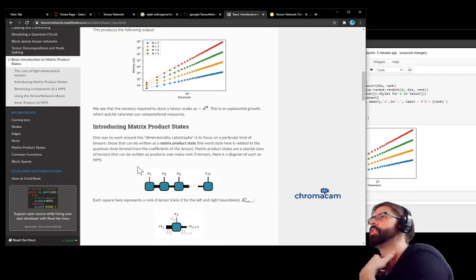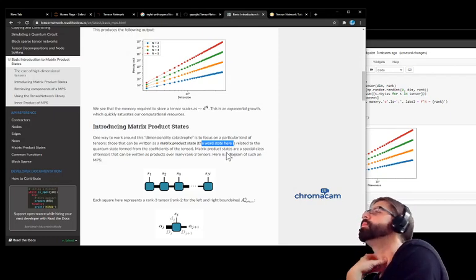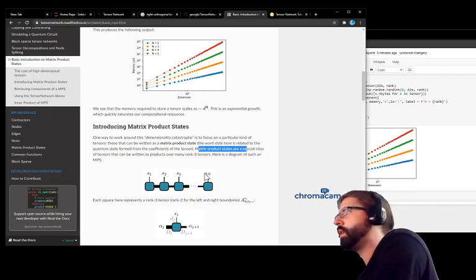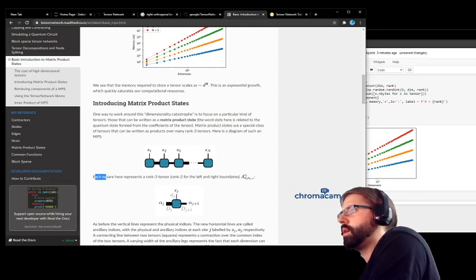Introducing matrix product states. The way to work around this dimensionality catastrophe is to focus on a particular kind of tensors, those that can be written as matrix product states. The word state here is related to the quantum state formed from the coefficients of the tensor. Matrix product states are a special class of tensors that can be written as products over many rank 3 tensors. Here's the diagram of such an MPS. Each square here represents a rank 3 tensor, rank 2 for the left and the right boundaries.